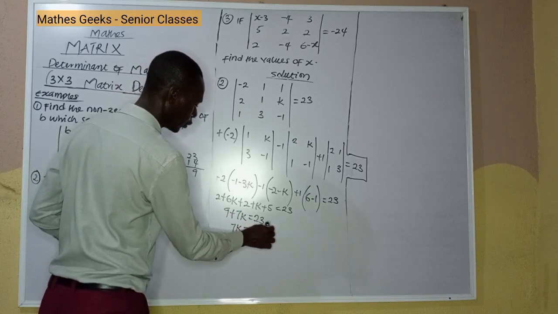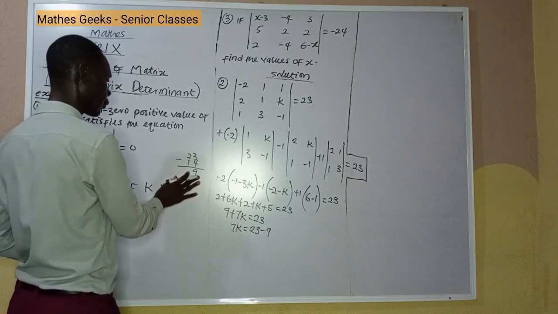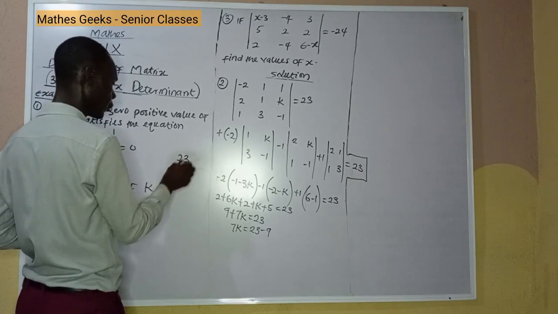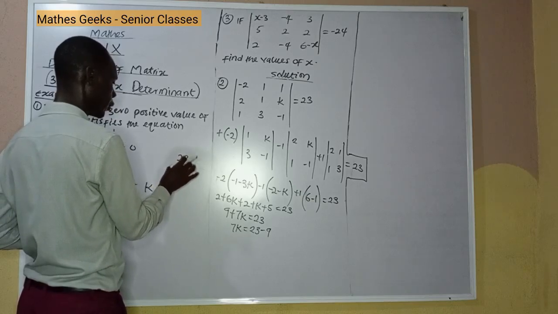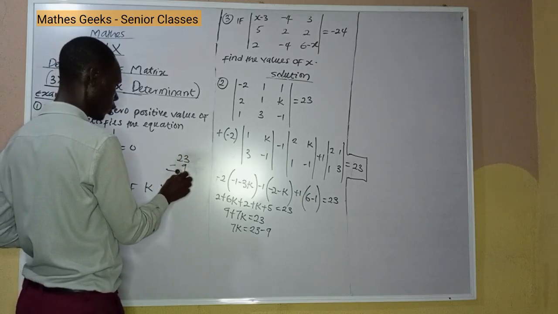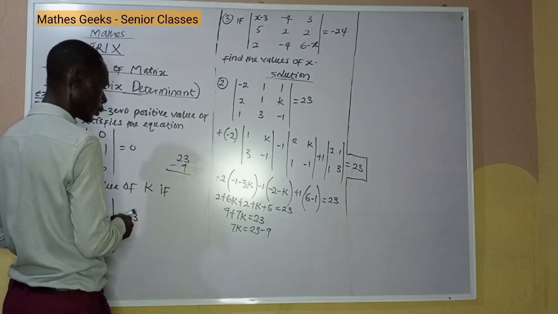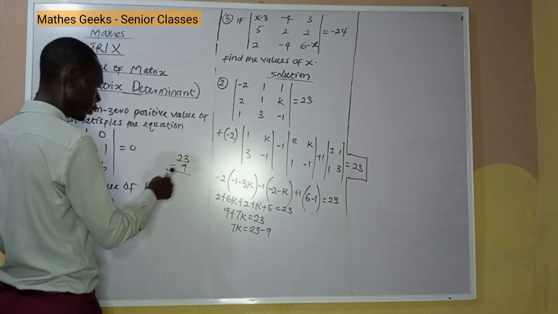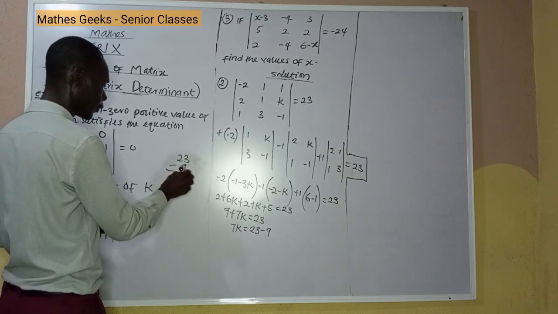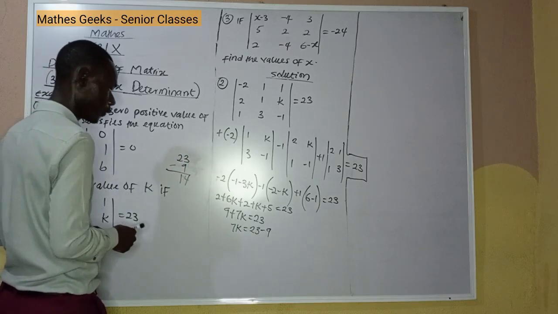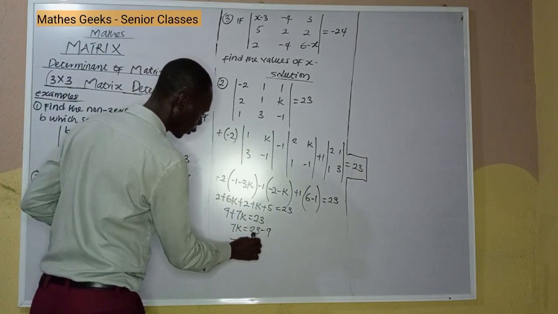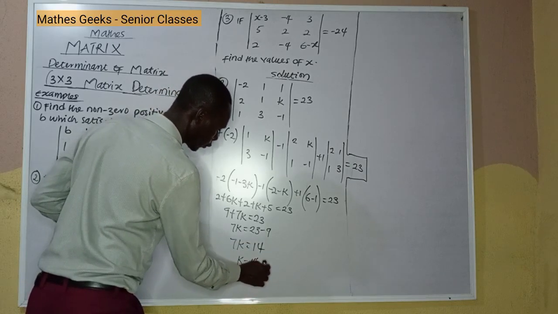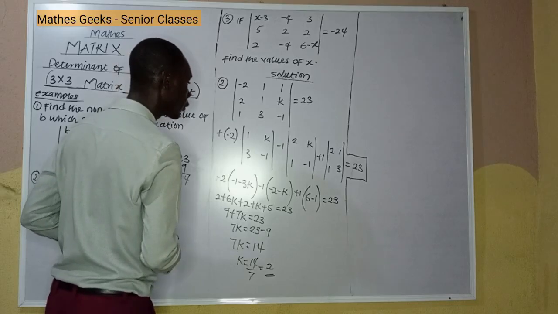So 7k is equal to 23 minus 9, which is 14. So 7k is equal to 14, and k is equal to 14 over 7, which is equal to 2. That's the value of k.